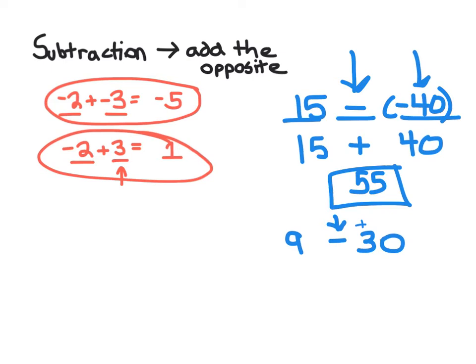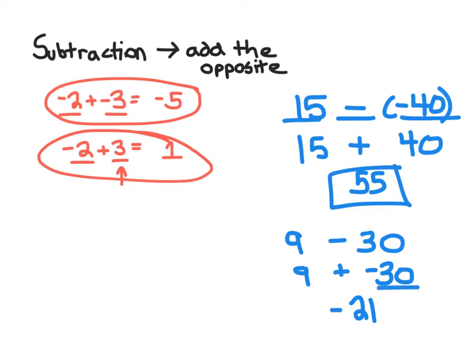So what I'm going to do is keep my 9, change my minus to plus, because subtraction is the same as adding the opposite. There you go. And the opposite of positive 30 is negative 30. So 9 minus 30 is the same as 9 plus a negative 30. I'm adding numbers with different signs, so I'm going to follow my rule of subtracting and keeping the sign of the bigger number. So I'm going to subtract 30 minus 9, which is 21.